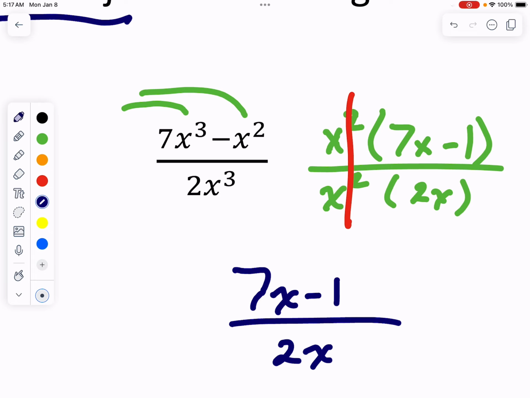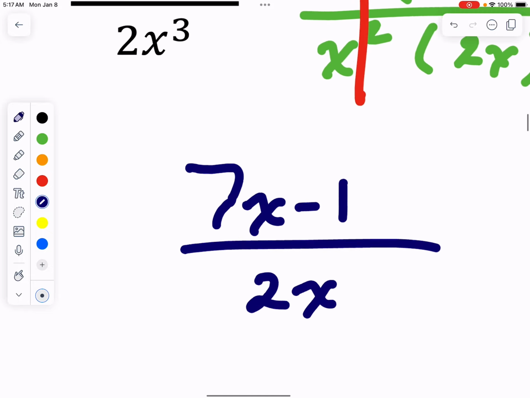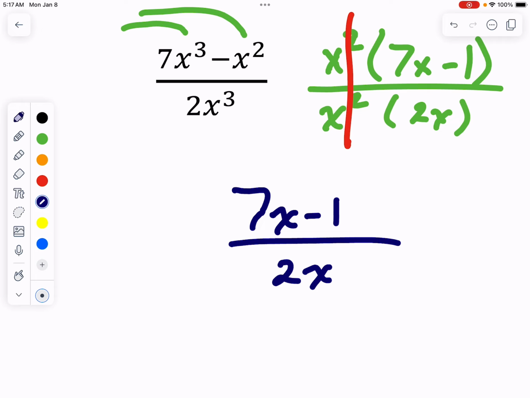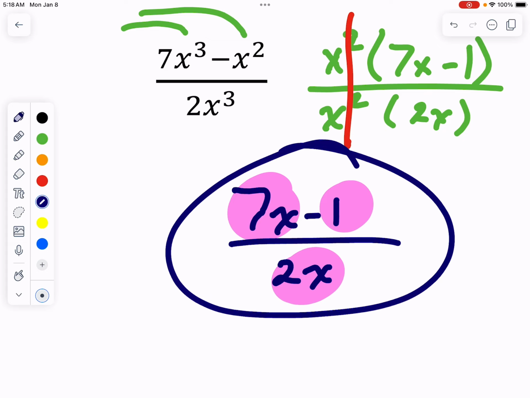It's tempting here to try to cross off the x's, but you can't. Don't cross off the x's here because they're terms, not factors. The 7x is a term. The 1 is a term. Each of these is a term, not a factor. Unless there's a common factor, you can't cross anything off. This is the resulting simplified version of this problem. Don't factor any more or cross off anything else. It's all done. That's it.